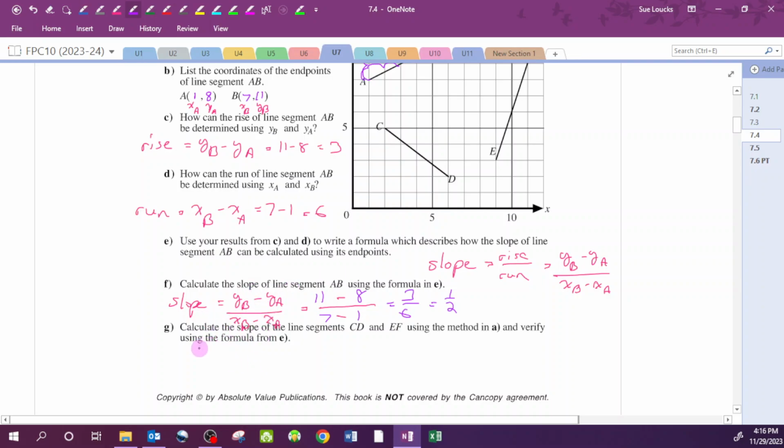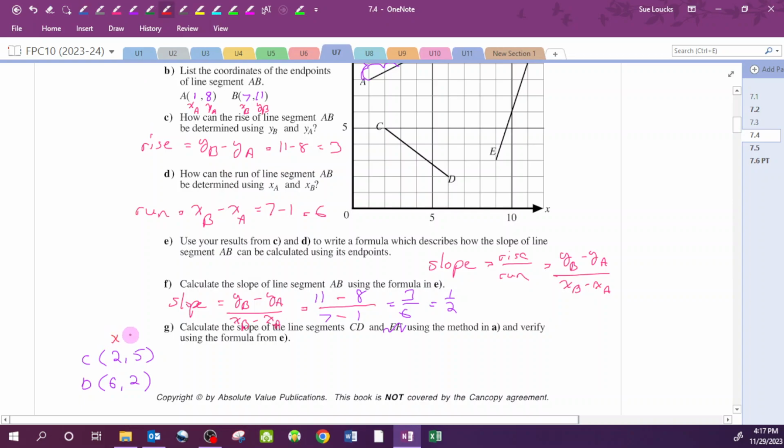Do point segment CD. I'm not going to bother doing EF, but we can do CD. What I recommend if you're doing this is write the values. It's so easy to get mixed up if you're pulling it right off the graph, and if you get them in the wrong place, it's completely wrong. So look at this. Point C is at 2, 5. That's the coordinates of C. And point D is at coordinates 6, 2.